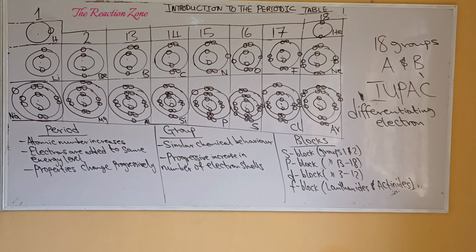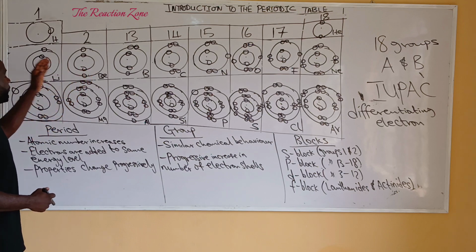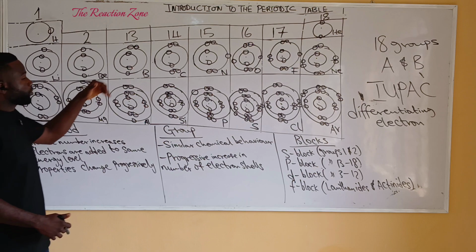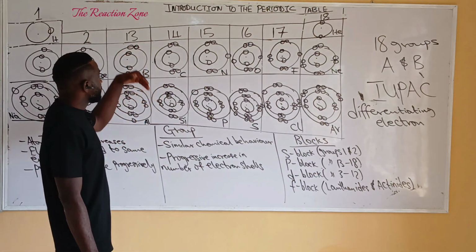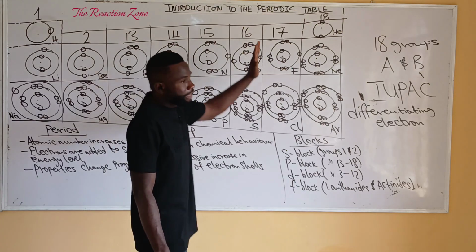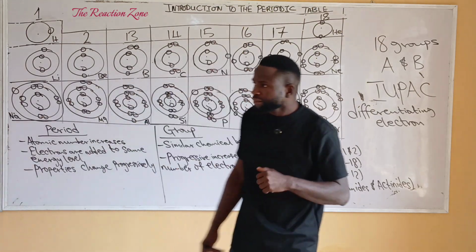And finally, for periods, properties change progressively as we move from left to right across the period. For example, the left side of a period usually comprises metals. Towards the middle, we find metalloids or metals. And to the extreme right of the period, we find non-metals.